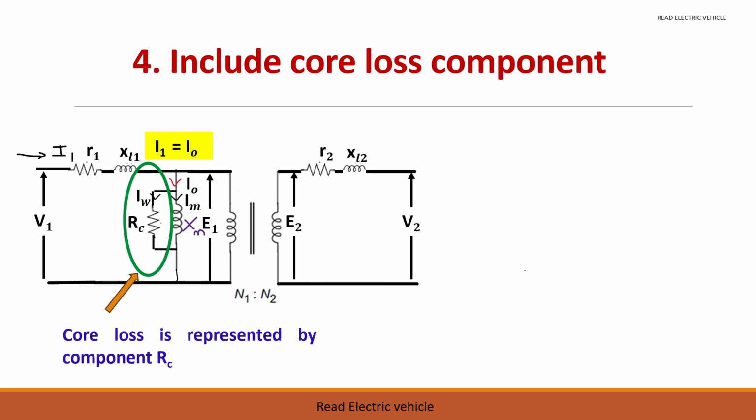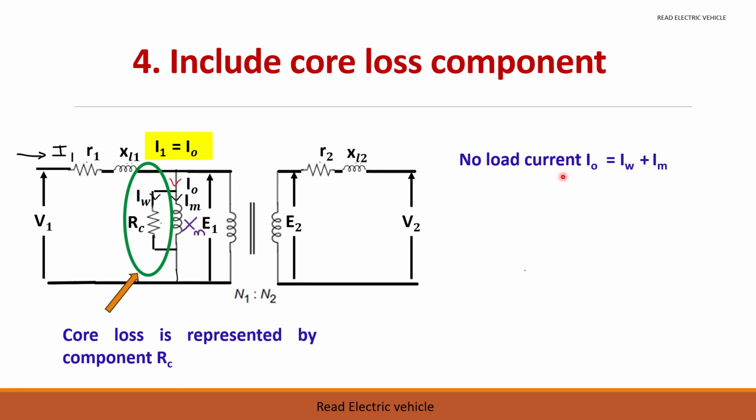Let us include the core loss component. Because we know core loss, when current flows to the core, it gets heated. So there is a heating effect. So the core loss component is represented by a resistance RC. So it is shown here. Even under no load condition, the transformer has to supply the core loss, because at that time also flux will be there in the core and current will be flowing in the primary. So we need to supply the core loss during no load condition also.